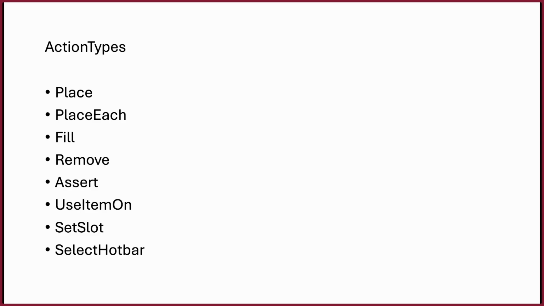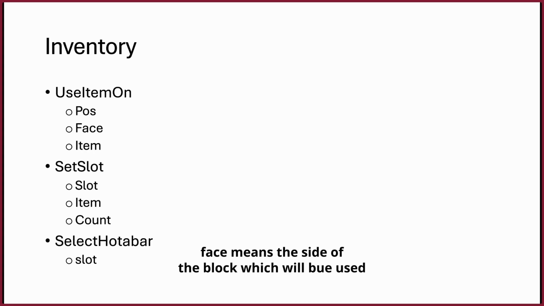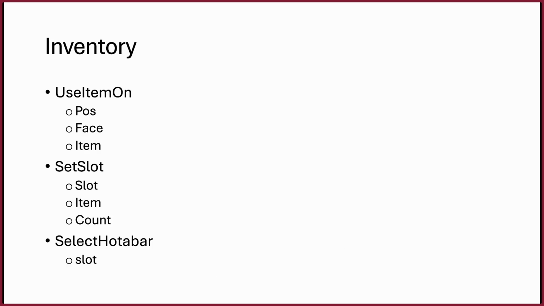Each of them I will put in the category inventory, because in the end it manages or uses the inventory. So we use item on, we have a position, we have a phase, and we have an item. The item is optional, that means you don't need to use it, but that comes later. I will show you in the test because there are some reasons you need a workaround for that, because use item on with the item does the set slot and select hotbar, for example, directly for you.